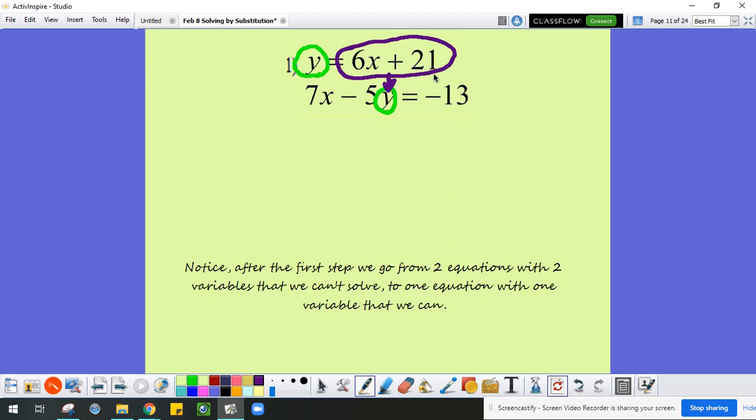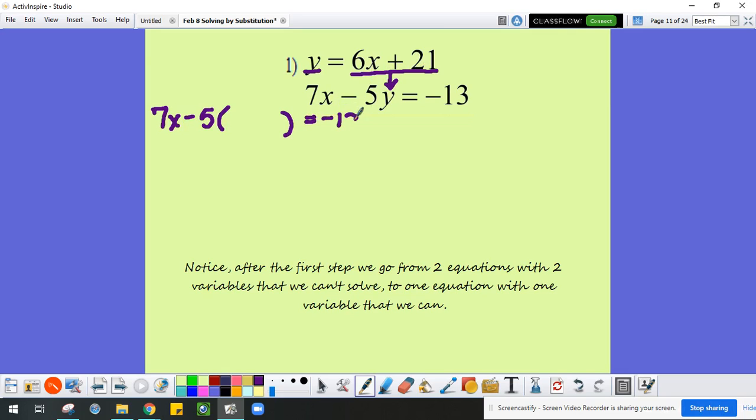So remember, I'm going to take this 6x plus 21 because it equals y, and I'm just going to replace this y with that information. So 7x minus 5, and you need to put big parentheses because you're going to put a big phrase in there, equals negative 13. So 7x minus 5y equals negative 13. In the place of y, we're going to put 6x plus 21.